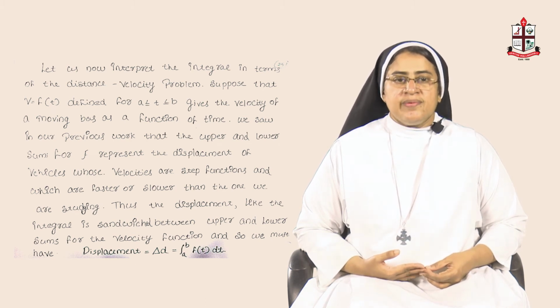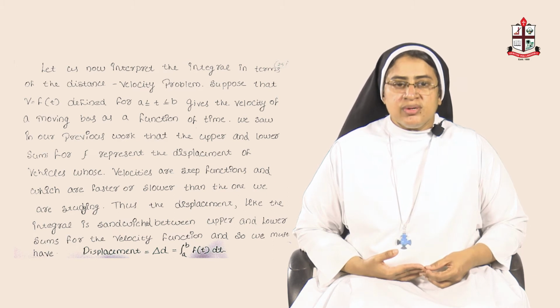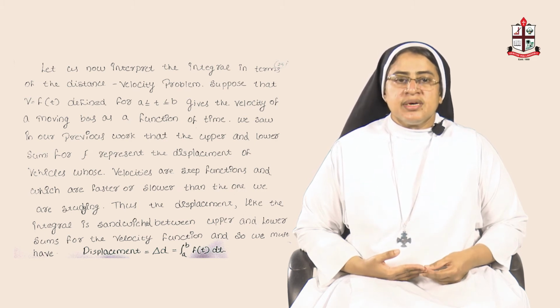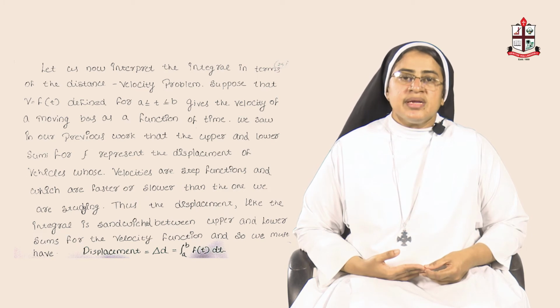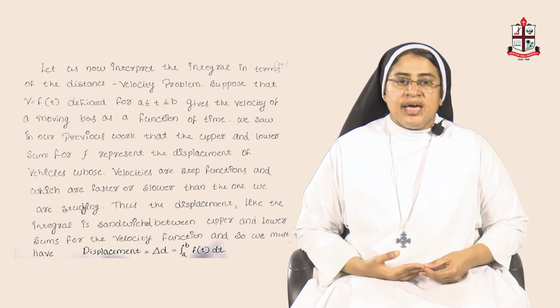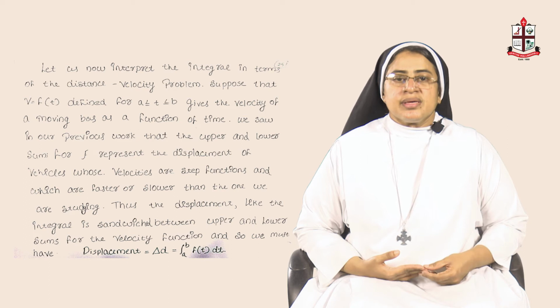In the next slide, let us now interpret the integral in terms of the distance-velocity problem. Suppose that velocity v equals f of t, which is defined for a less than or equal to t less than or equal to b, gives the velocity of a moving bus as a function of time. We saw in our previous work that upper and lower sums for f represent the displacement of vehicles whose velocities are step functions and which are faster or slower than the one we are studying. Thus, the displacement, like the integral, is sandwiched between the upper and lower sums for the velocity function.